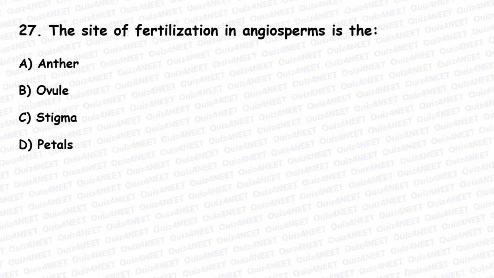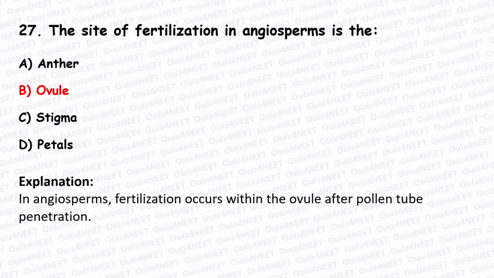27. The site of fertilization in angiosperms is the A. Anther, B. Ovule, C. Stigma, D. Petals. The right answer is B. Ovule. Explanation: In angiosperms, the male and female gametes unite within the ovule, leading to fertilization.